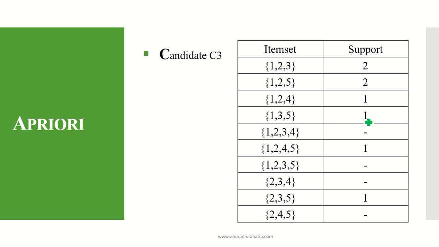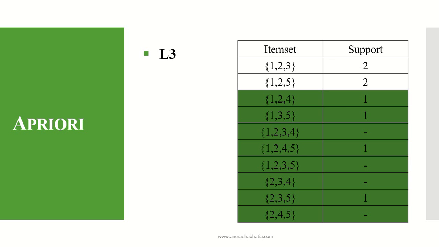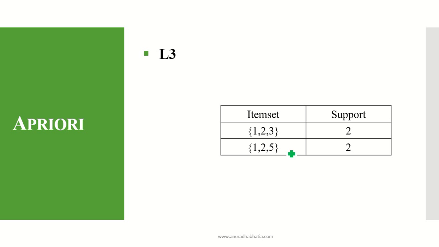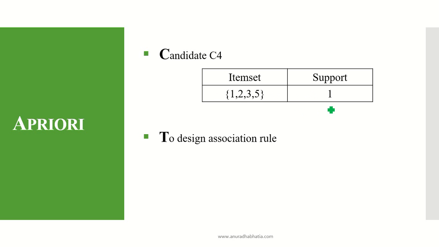And from the initial transaction table, the support is calculated. Dash shows these particular item sets are not available in my transaction ID, so it is left blank. And now we get L3 as these are the rejected pairs of item sets. So finally I get 1, 2, 3 and 1, 2, 5 with support of 2. As I have 2 item sets, they can be combined together. For C4, I take it to C4, but the support is 1, so it has to be rejected.